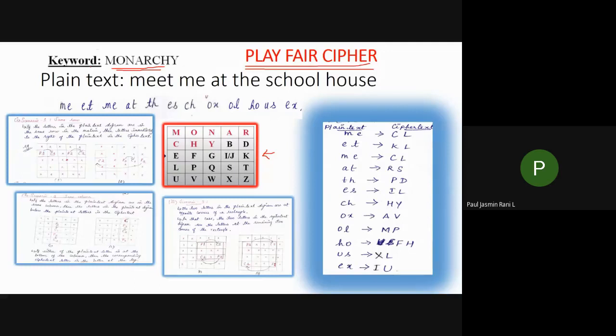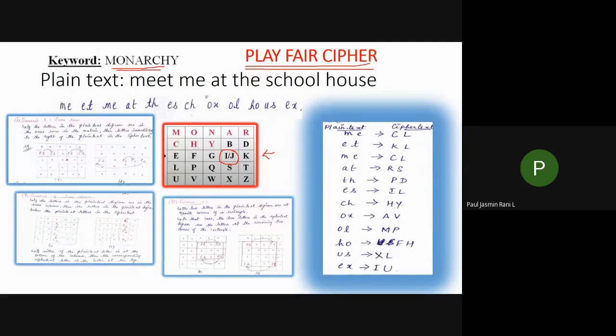So what is the keyword? Keyword is monarchy. First you have to write MONARCHY as it is. Next, you have to fill in all your remaining alphabets. How many alphabets do you have? You have 26 alphabets, but in 5 cross 5 you have only 25 cells. So you can fill only 25 alphabets over there. Therefore, I am going to use I and J for the same cell.